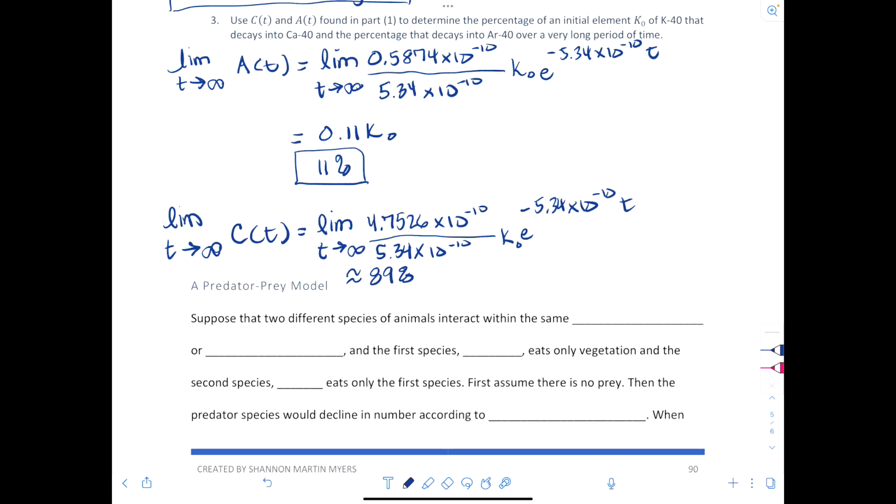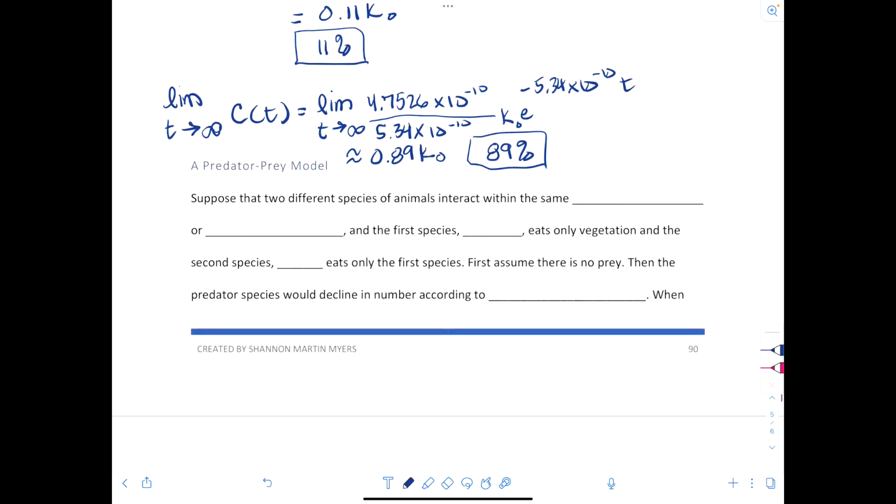So you end up getting about 0.89 times K0. And so 89% of the initial potassium 40 decays into argon 40 over a very long period of time. Cool? All right, predator-prey model. Suppose that two different species of animals interact within the same environment, or ecosystem.